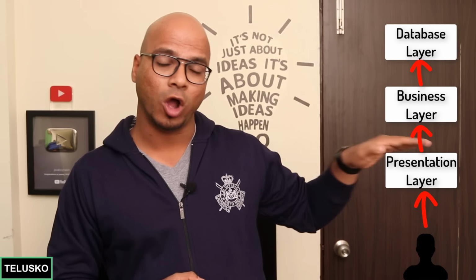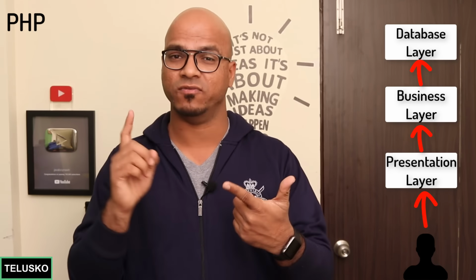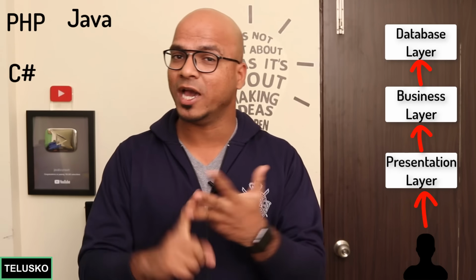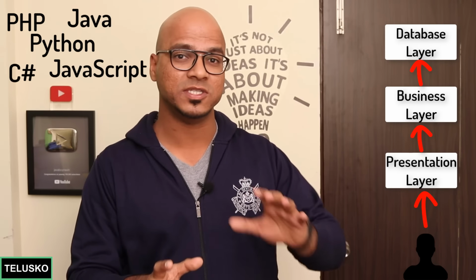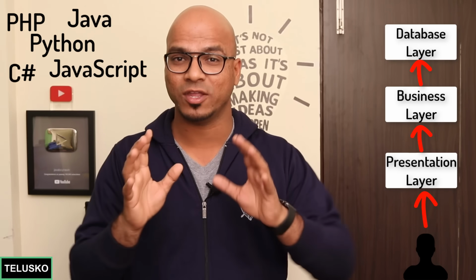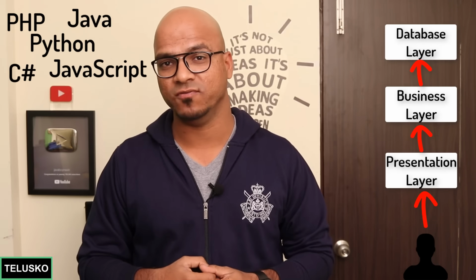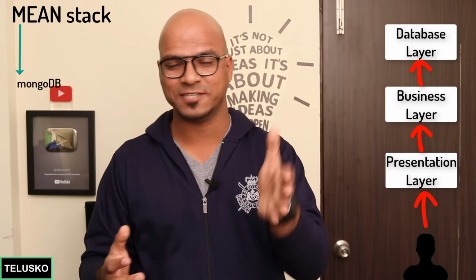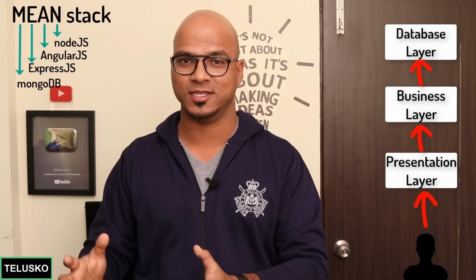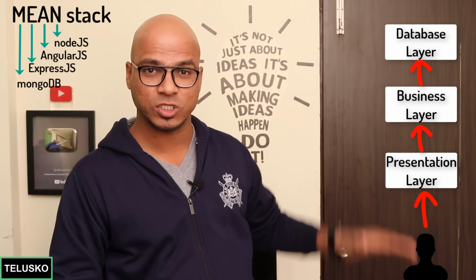If you want to be on the business layer, we have so many languages you can learn. We have PHP, Java, C#, Python, and nowadays we can also use JavaScript on the business layer. That's right, you heard it right. We can use JavaScript on that layer with the help of some frameworks. I don't know if you've heard about the MEAN stack. We have MongoDB, Express.js, AngularJS, and Node.js. Using this stack, you can build the entire software.